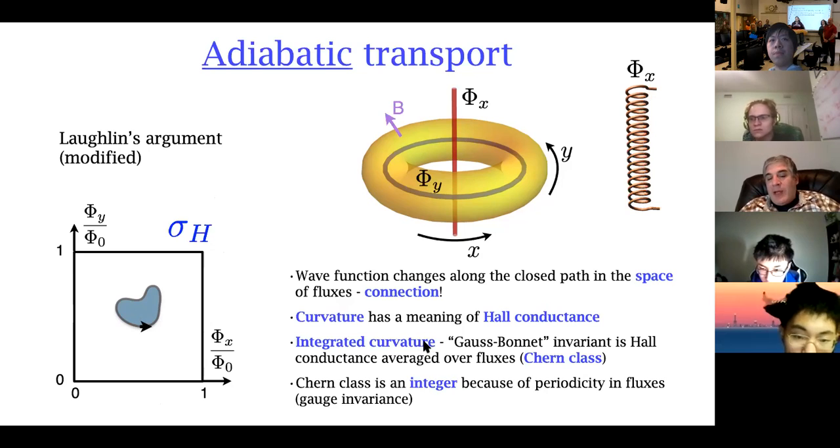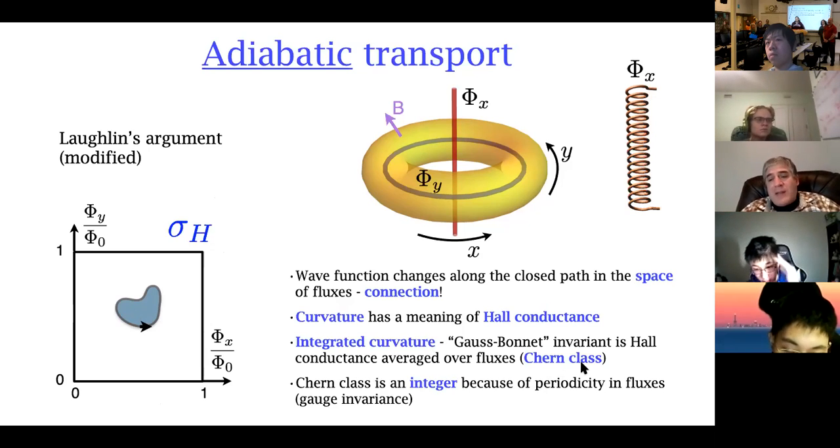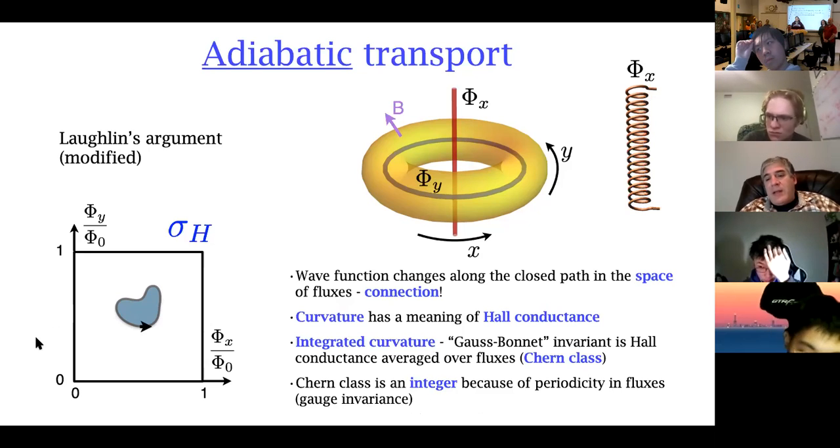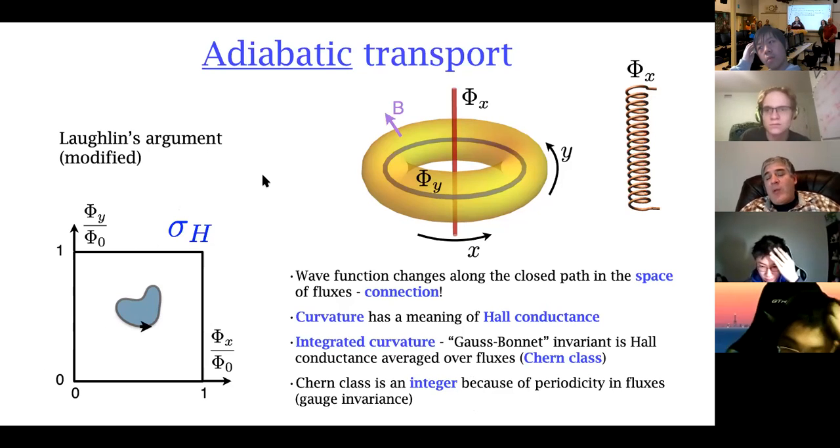So now what we can do, if we have a surface and curvature at every point of the surface, we can integrate curvature over that surface. And we know that we should get something like the Gauss-Bonnet topological invariant. In this case, it's called the Chern class. And this Chern class, by mathematical theorem, is always an integer because of that periodicity of flux quanta. So it's always an integer. And what I just explained is that if you take Hall conductance and average it over the space of these parameters, then I will always have an integer number.